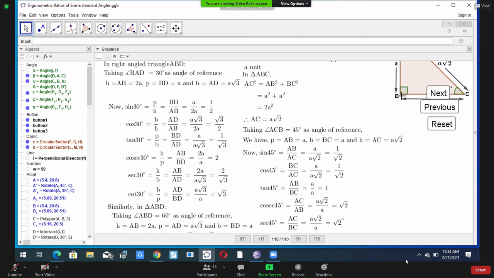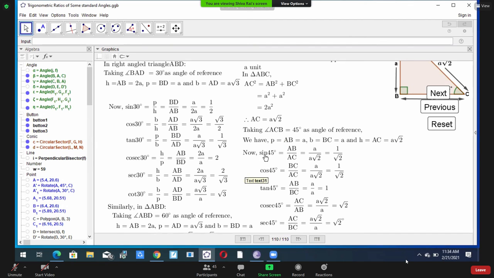Perpendicular P is equal to AB, which we suppose is A. AB is equal to BC is equal to A unit. They are equal sides, and the hypotenuse AC we have got from here is A root 2. Now you can easily find sine 45 degree, because we are taking 45 degree as the angle of reference.